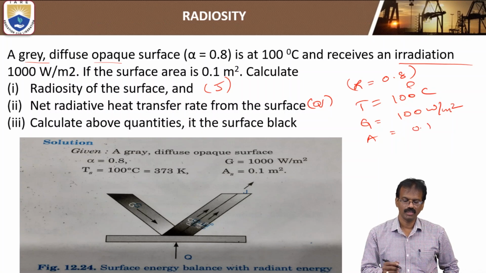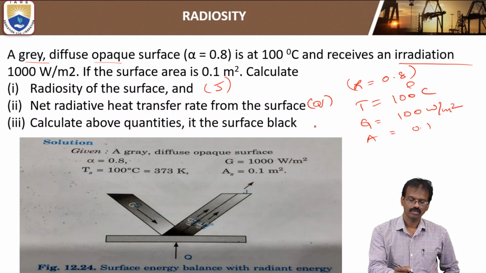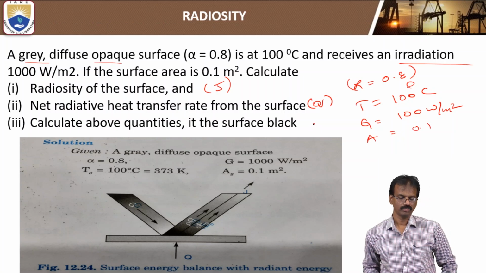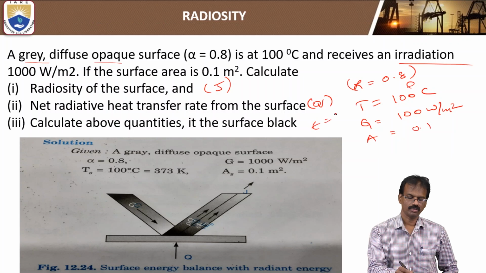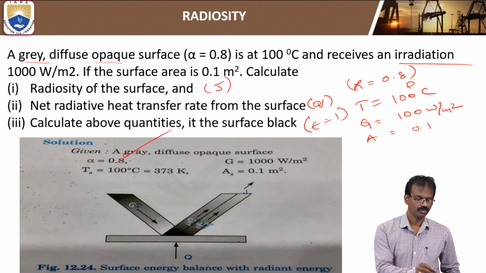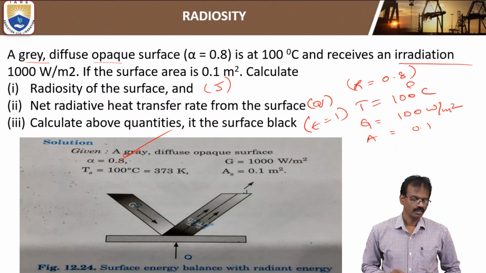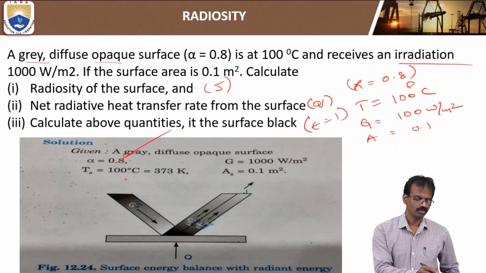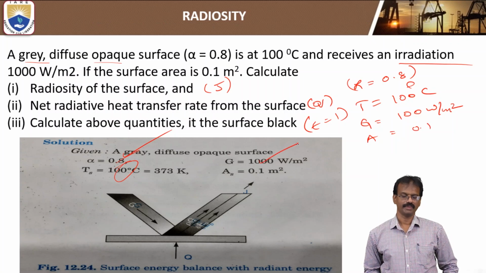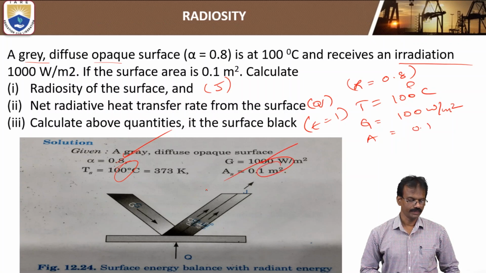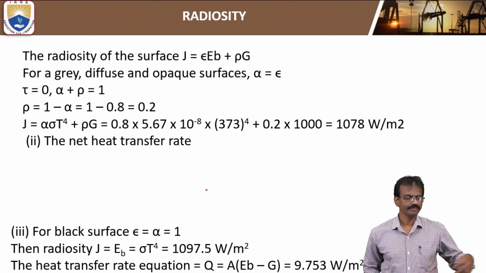So the surface is black means emissivity epsilon is equal to 1, the condition. Okay. So these are the given: alpha is equal to 0.8, TS, surface temperature, is equal to 100 degrees Celsius, G is equal to 1000 watt per meter square, area is equal to 0.1. Okay. So we can solve this one.